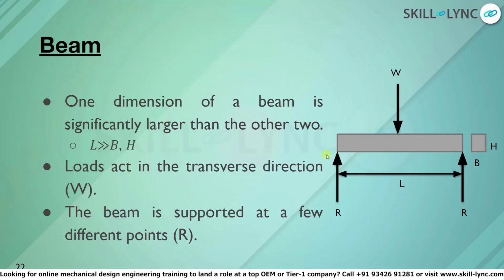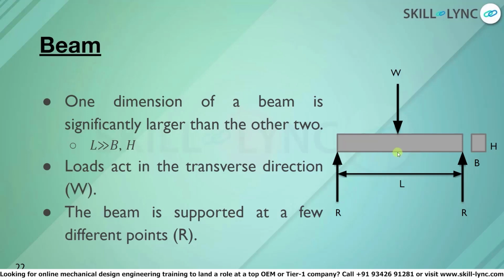One dimension of the beam is significantly larger than the other two dimensions. So here, the span of the beam is larger than the breadth and height of the beam. By span we mean L, and breadth is B and H is height. Beams typically have loads that act in the transverse direction, that is perpendicular to the length of the beam. This load can be depicted using W. The beam is also supported at a few different points. These points are called supports and are depicted using R, which are the reaction forces due to the support.